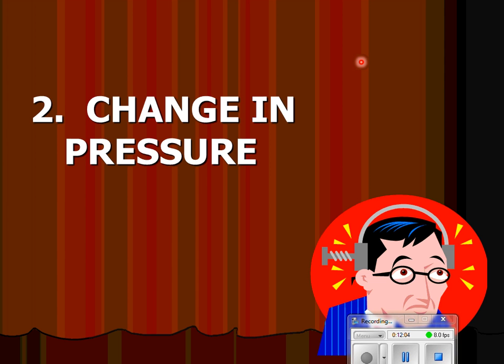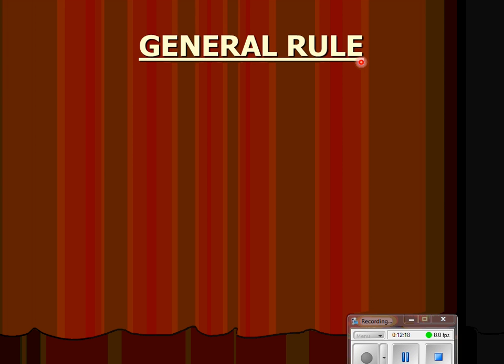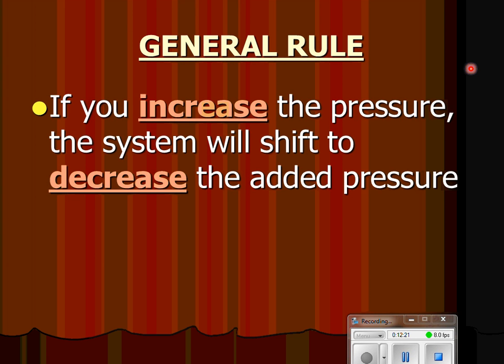So same thing with the pressure, but we're going to have to look at it from a slightly different perspective, because you can't just look at the equation and tell from the reactant side and product side what's happening with the pressure. There's a little bit more that we have to look at. So let's start with the general rules, and again, you'll see they're very similar to the ones we just did.